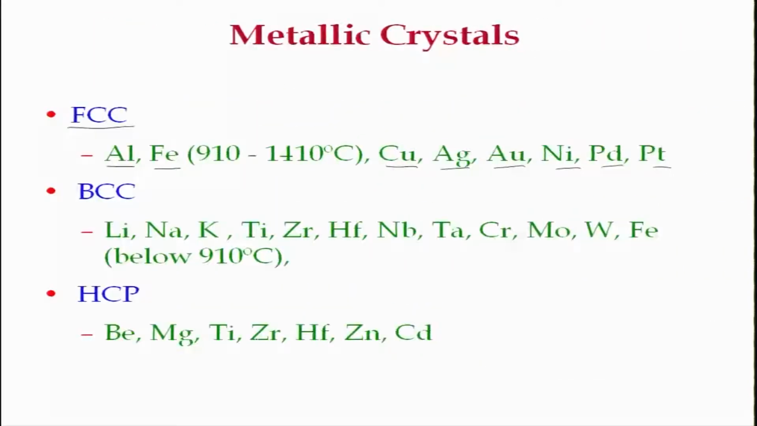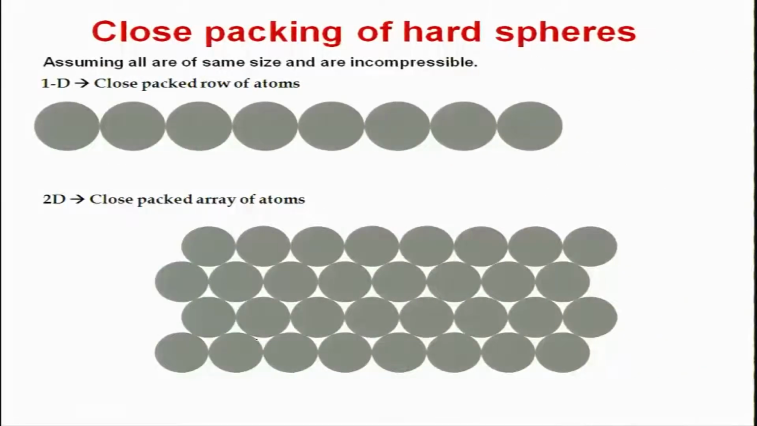So, let us first look at the structure of metals by packing of spheres in space. Assuming all the spheres are hard, incompressible, and of the same size, in 1D you can have this kind of configuration: a close packed row of atoms, where all the atoms are next to each other along a row. In the 2D case, the close packed array may be something like this.